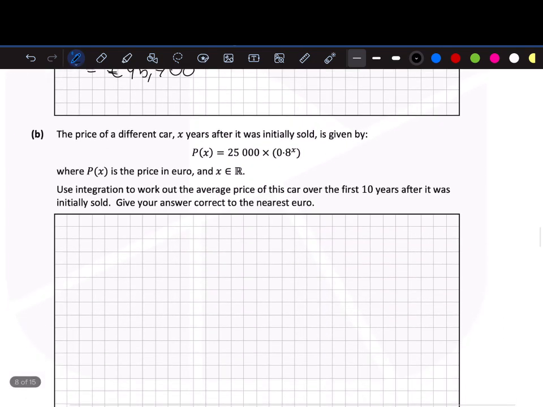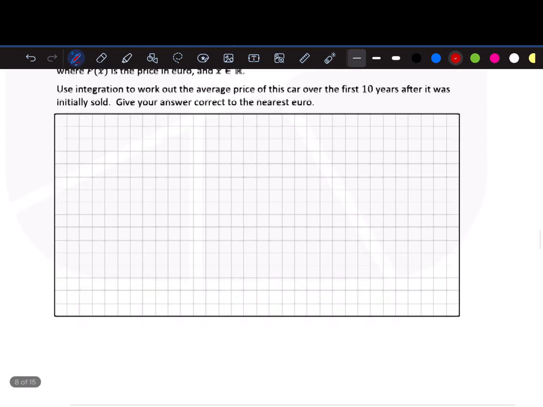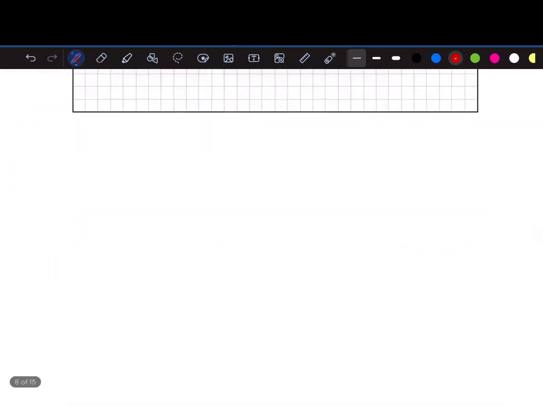So, I know I'm flying through these, but you got these the other day, so I don't need to open them. The price of a different car X years after it was initially sold is given by P of X equal to 25,000 by 0.8 to the power of X, where P of X is the price in euro and X is a real number. Use integration. So this one, you haven't done integration yet, so we're not even going to do it. I'm just going to put an X through that, so you don't have to worry about it.